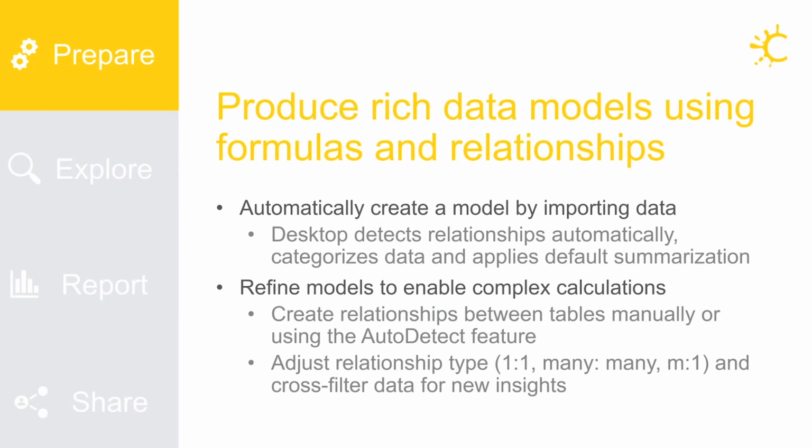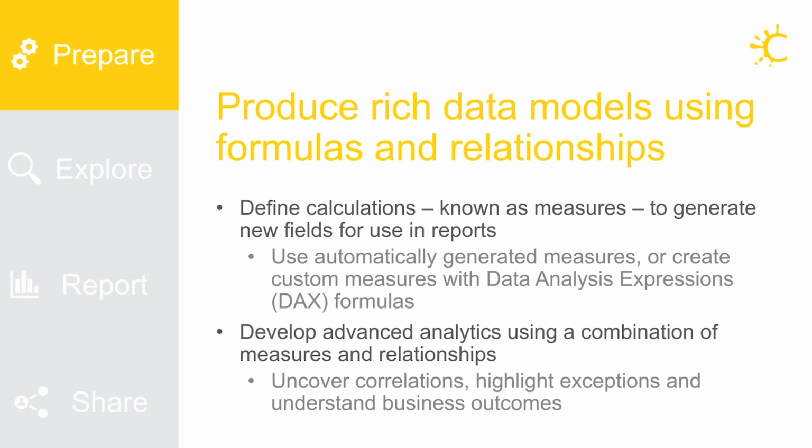So with Power BI Desktop, you're able to automatically create a data model as it detects relationships automatically, categorizing data and applying default summarizations. Models can be refined to enable complex calculations, like creating relationships between tables, either manually or automatically, or adjusting relationship types and cross-filtering data for insights. Calculations can be defined to generate new fields to use in your reports.